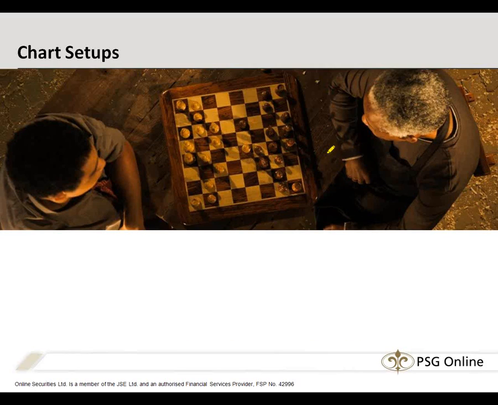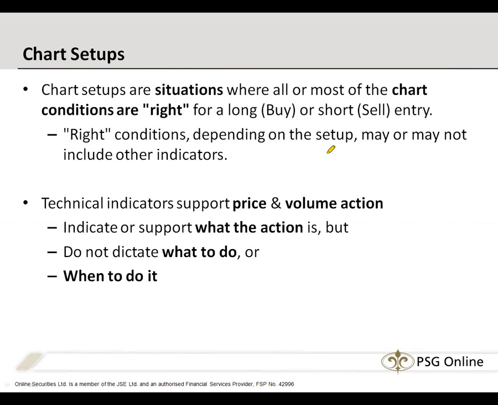So we talk about chart setups. A chart setup is a situation where all or most of the chart conditions are right for a long situation, when you go buy, or you want to sell, or you want to go short. So the right conditions are obviously dependent on the setup, and they also may or may not include other indicators. When I talk about chart setups, it's mainly the price action.